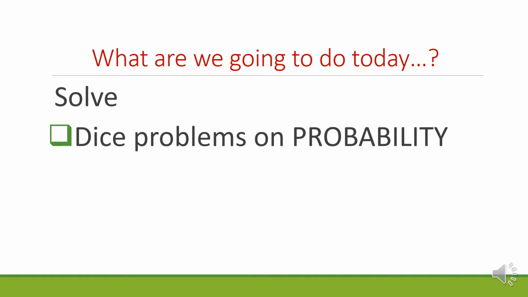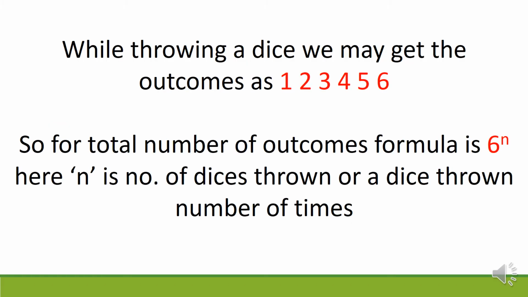So today we are going to solve dice problems on probability. While throwing a dice, we may get the outcomes as the numbers from 1 to 6, as a dice has 6 faces numbered from 1 to 6. So if we are throwing n dice, then the number of possible outcomes will be 6 power n. The formula is 6 power n. Here n is the number of dice thrown or the number of times a dice is thrown.